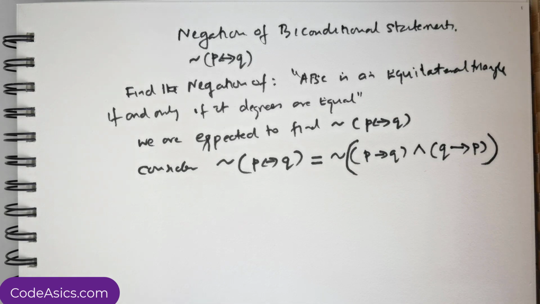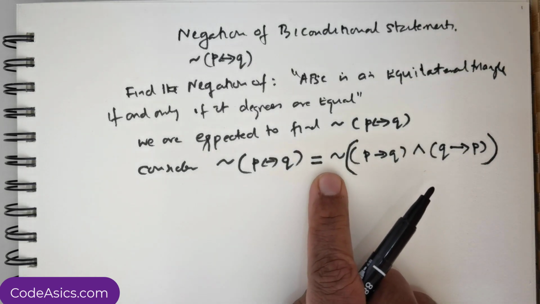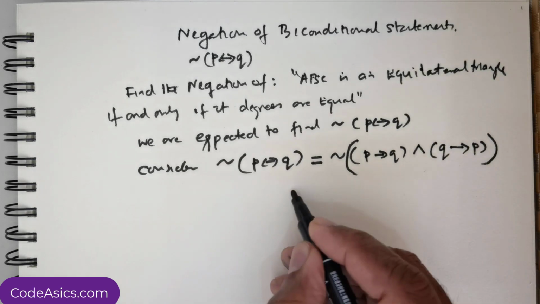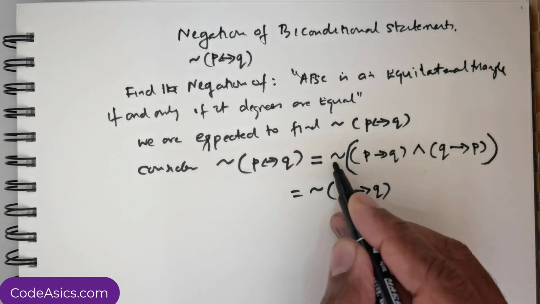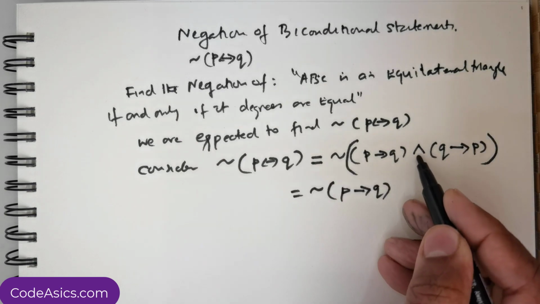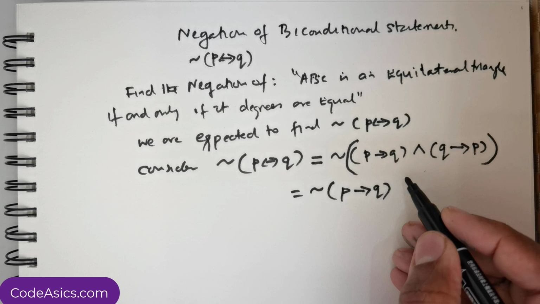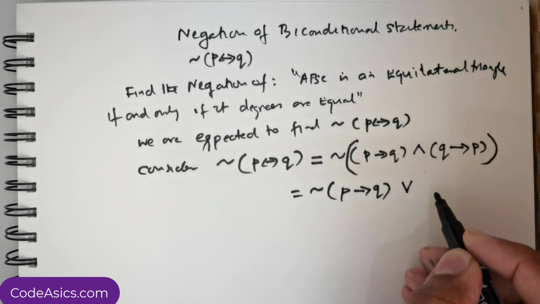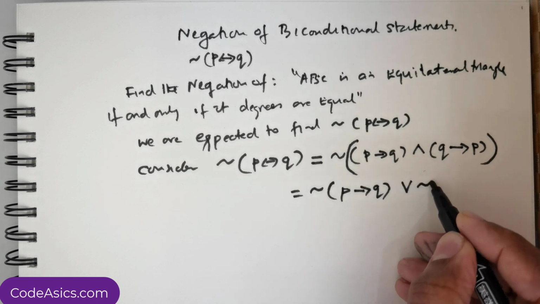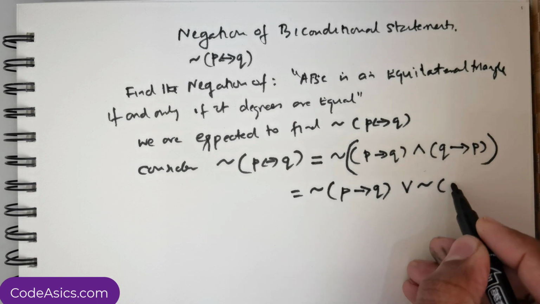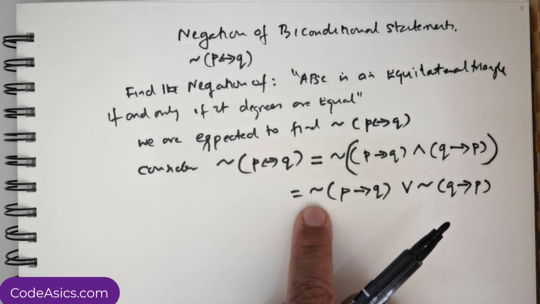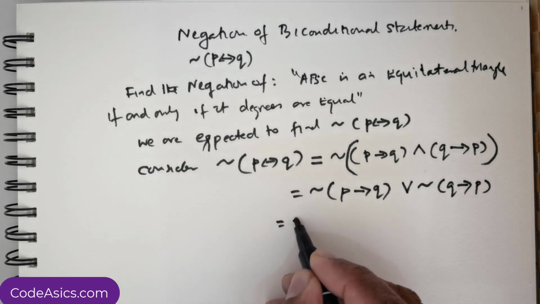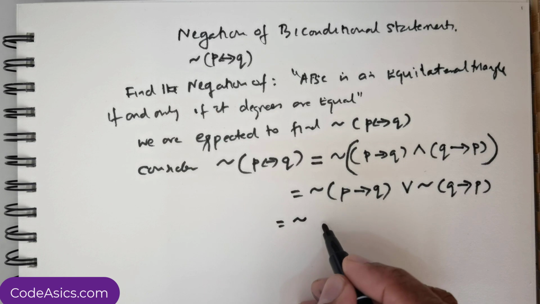So now I will distribute this negation, and that would give me negation of P conditional Q. I distribute it over this conjunction, so that conjunction will become a disjunction, and then again I'll have to distribute it over Q conditional P. So this is what I've got. Now I am distributing it one more time. So this is going to be negation of P.